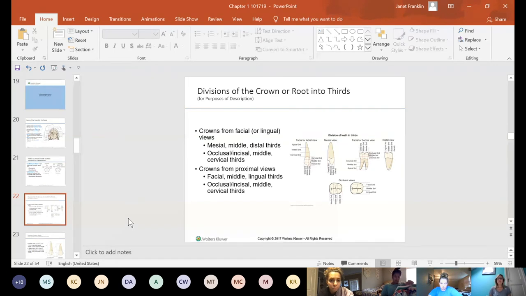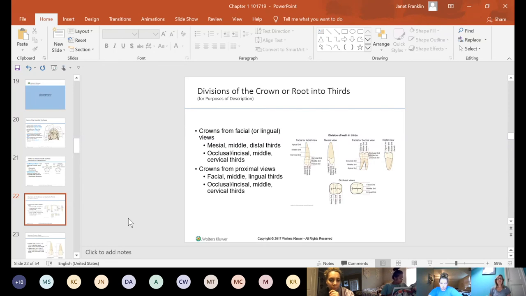And then we can divide the crowns and the roots into thirds. So if you had the same tooth, that same square, or your same model, you could divide it into thirds. You've got the mesial third, which is the front third of the tooth. You've got the middle third, which would be the whole middle of the tooth. And then you've got the distal third.